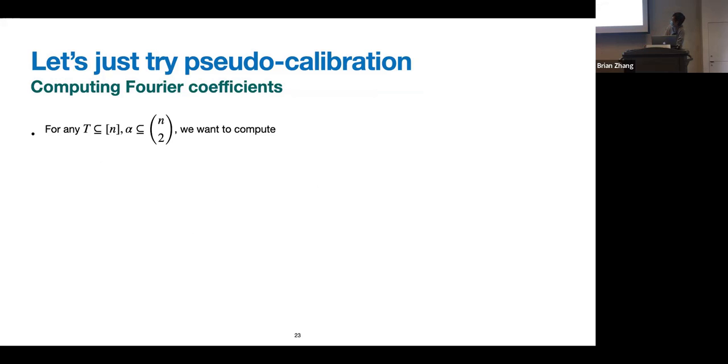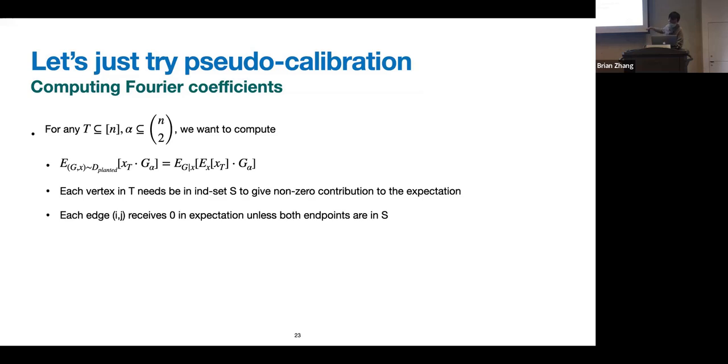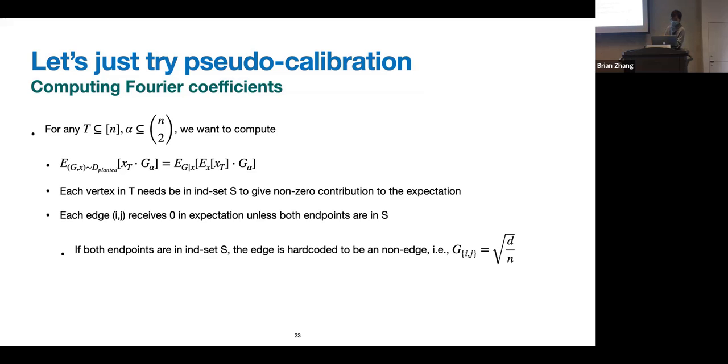And let's compute the Fourier coefficient. For any set T, which is the set of variables we want to assign moments for, we are going to evaluate the expectation of x_T times g_alpha, where alpha is a set of edges, just using the Fourier inversion formula. And I can take the expectation over x first and then condition on x being an independent set. We notice that each vertex in T needs to be in the chosen independent set to get non-zero contribution. And each edge is going to be 0 unless both endpoints are in the independent set. And if both endpoints are in the independent set, it must be a non-edge because it is an independent set. So we get root d over n there.